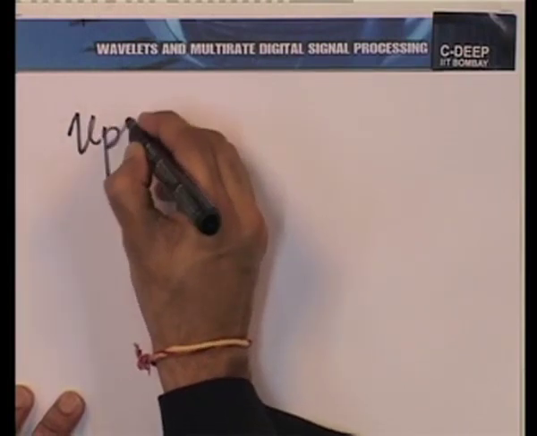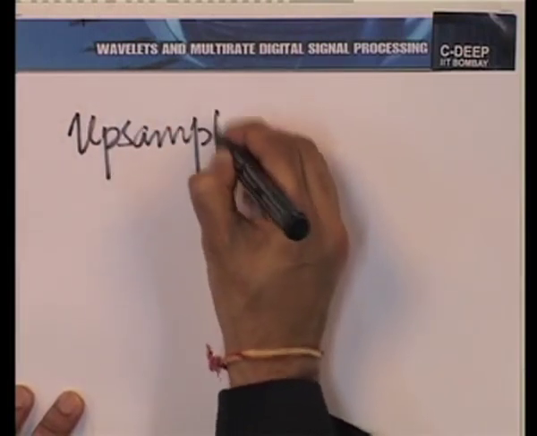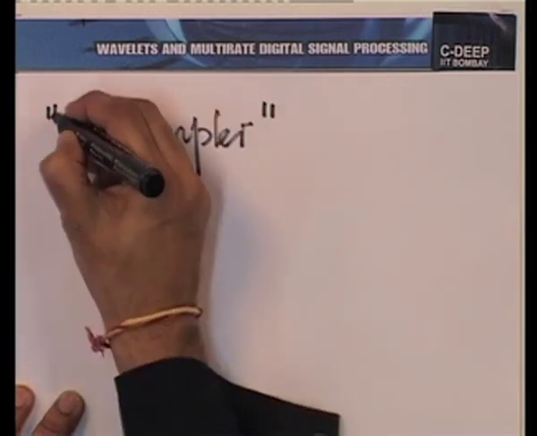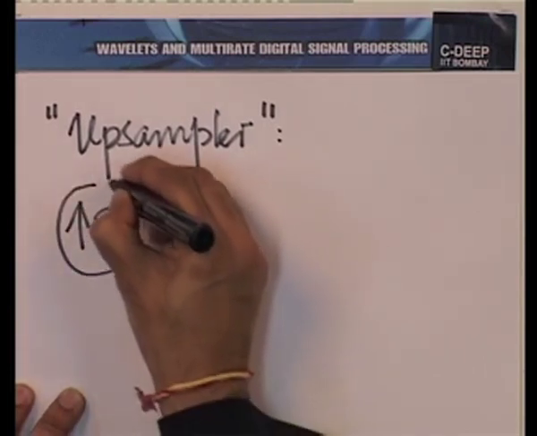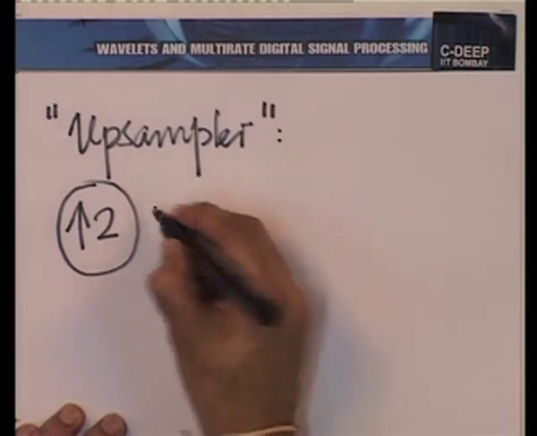Now, when we do a Z-domain analysis of this, we shall do it precisely in these two steps. Let us, before we proceed to the Z-domain analysis, look at the second unusual block here. So, the second unusual block is the upsampler. And we have denoted upsampler by up arrow followed by 2. And you know what the upsampler does.